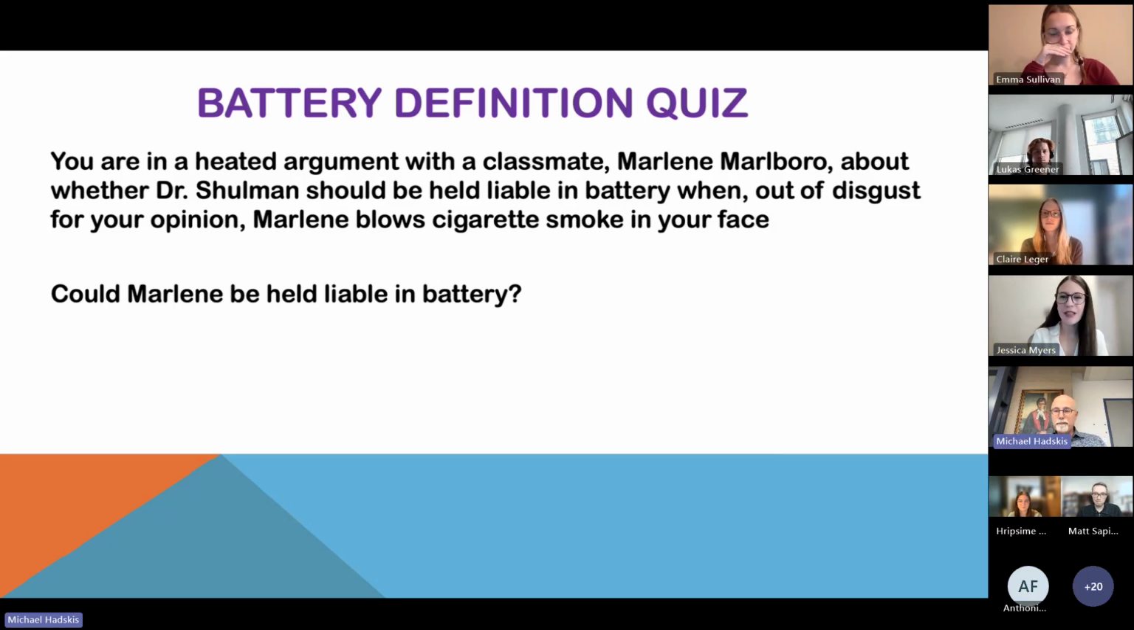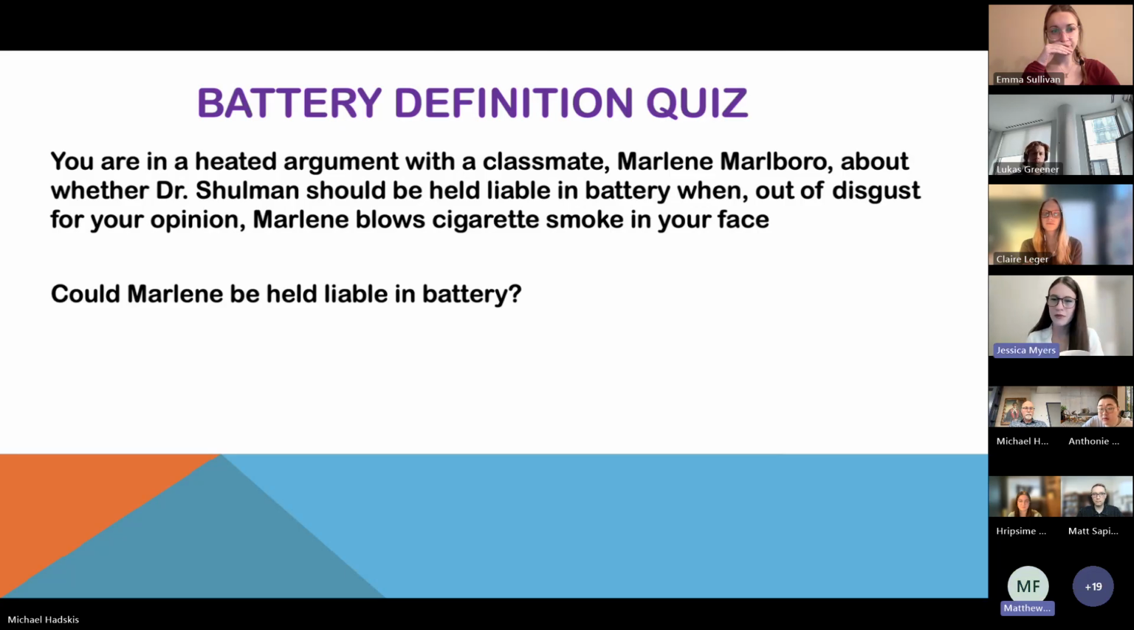Okay, why? Secondhand smoke, and we know that secondhand smoke has side effects. And since it's illegal to have secondhand smoke in a vehicle with a child, I feel like she could probably be held liable for battery in this case. Okay, great. Matthew, you have an opinion. Yeah, I would agree with that. I think she's impacting the bodily autonomy and the ability to preserve your bodily autonomy. Okay, nice.